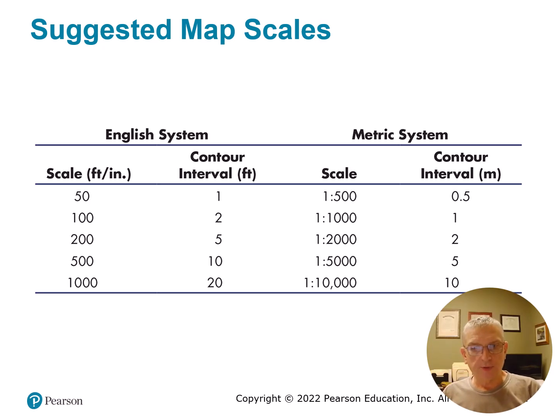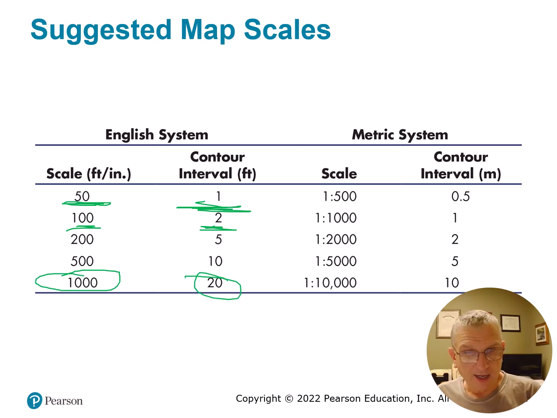scales from the book, and we use the English system, so they're saying that if you're drawing a 50 scale map, then you should probably draw your contours at 1 foot. 100 scale map, probably want 2 foot contours, and so forth until you're up at 1,000 scale, and then they recommend 20. I push back on this and say it really depends on how steep the topography is, because you want it to look like the contours flow and speak to you.